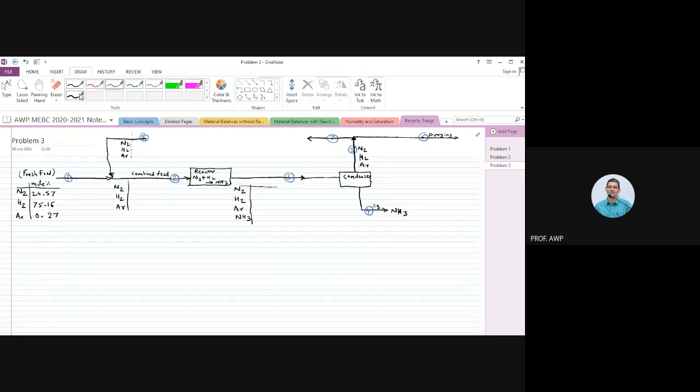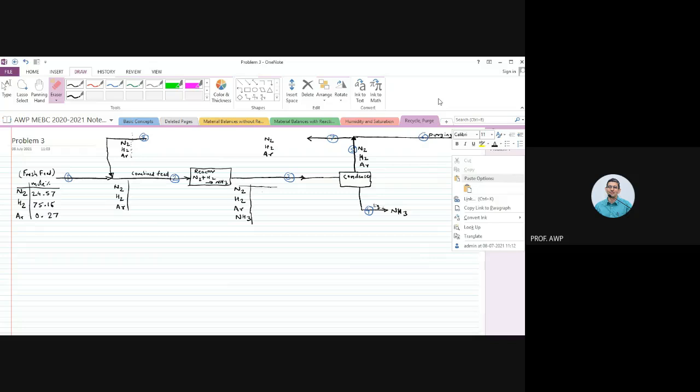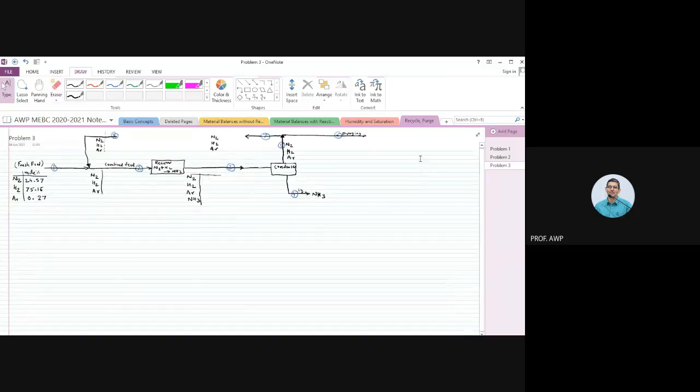Okay, so this stream number 7 also is going to contain nitrogen, hydrogen and argon. The purge stream also is going to contain nitrogen, hydrogen and argon. Let me just write that. Nitrogen, hydrogen, argon. Okay, is the problem description clear to everybody?